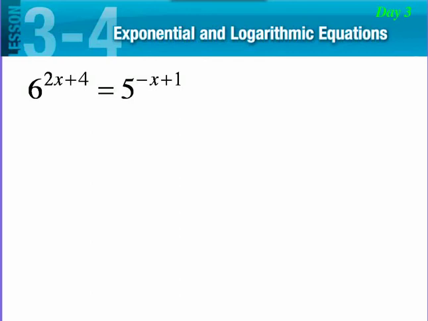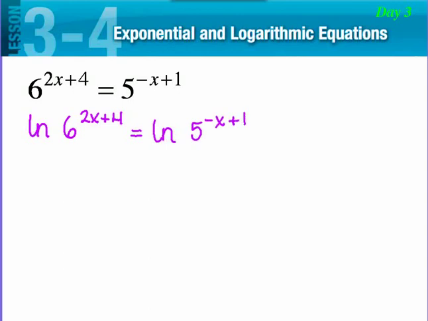Okay, so 6 to the 2x plus 4 equals 5 to the negative x plus 1. And the question is, how exactly do we go about solving that? What we're going to do is something like logarithmic differentiation, as we called it when we did this in calculus. This is a similar concept here.